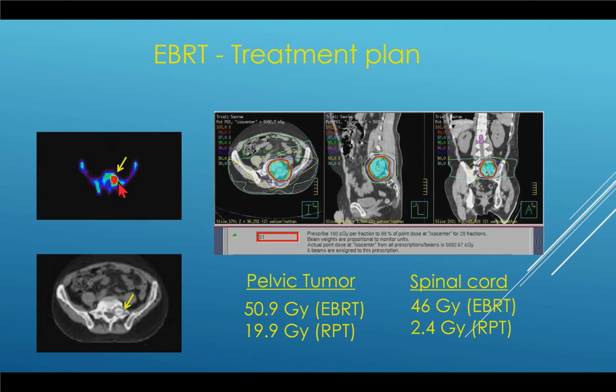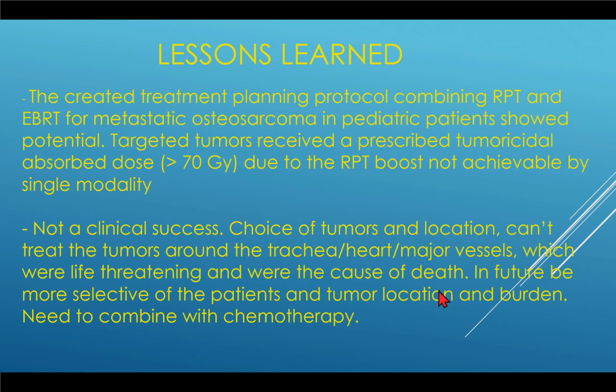So you see here, this is a tumor, and the concern here is the spinal cord, which needs to get less than 50 gray combined. And here's the external beam plan. What we did was deliver almost 20 gray from RPT and 50 gray from EBRT, and kept the combined dose to the cord under the 50 gray toxicity limit. So you can do this. It's becoming more and more popular.